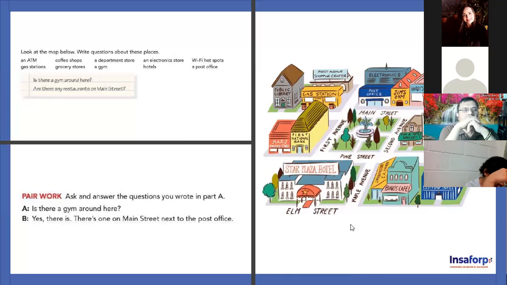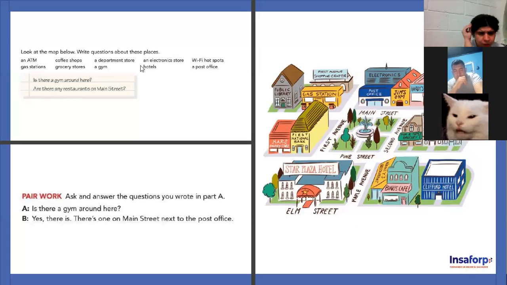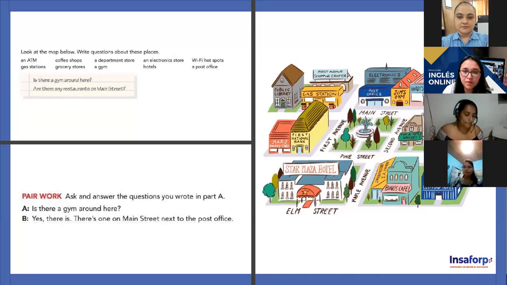Very good, okay. Somebody else wants to share the information? Volunteers? Okay, Jenny, thank you. Go ahead. The question was, is there any gas station near here? Yes, there is a gas station behind the National Bank on Main Street. The next question, is there any hotel near here? Yes, there are some on the Elm Street. We have only two questions. Two questions, okay. They were pretty good.